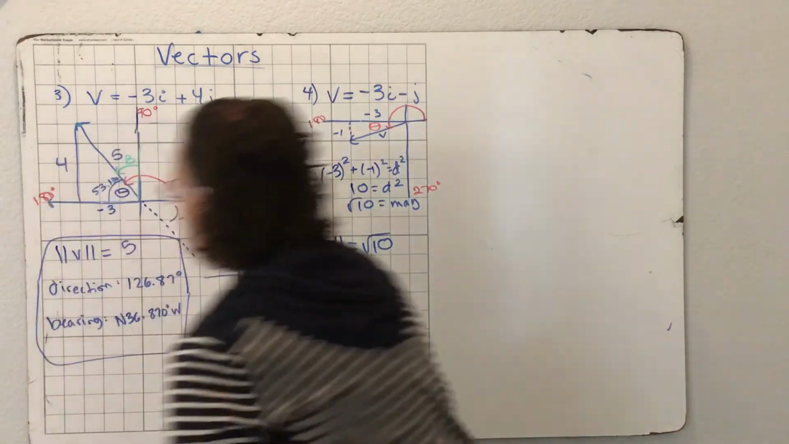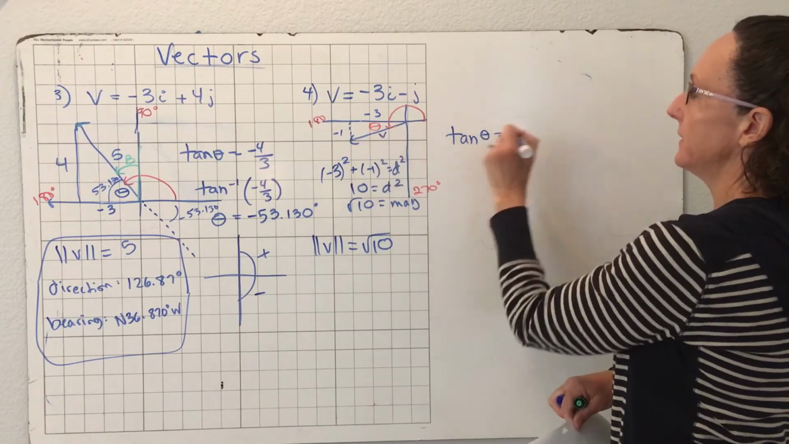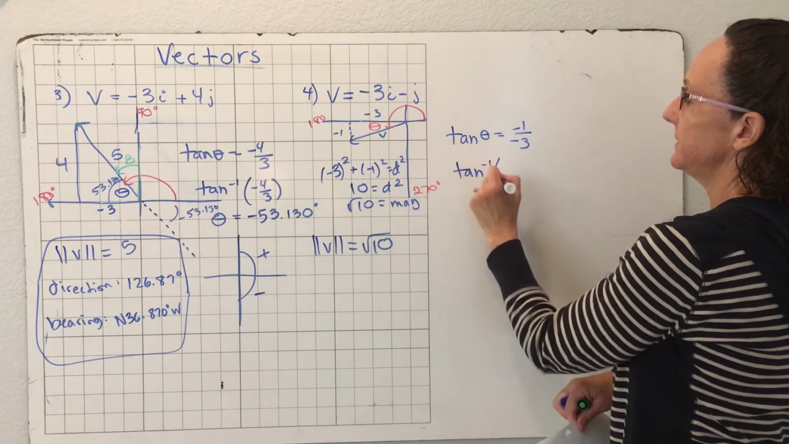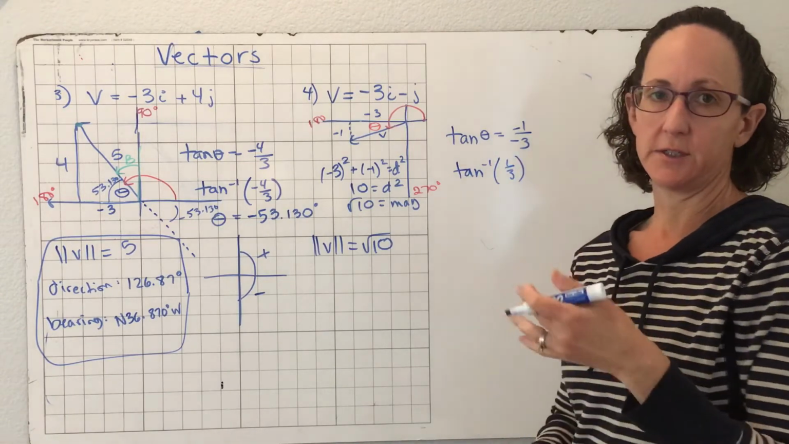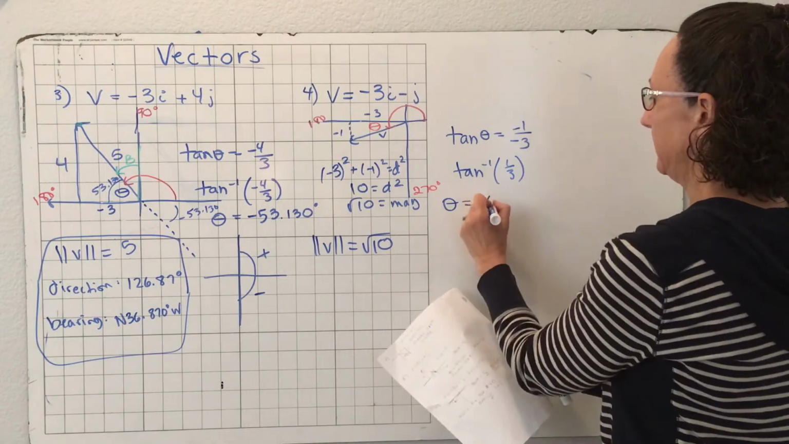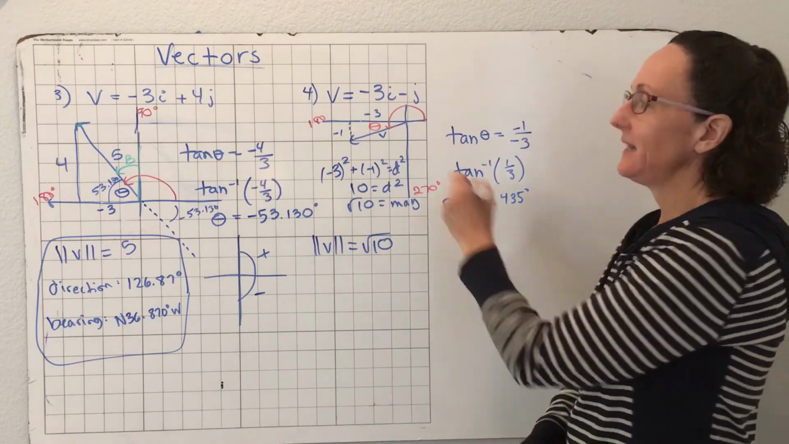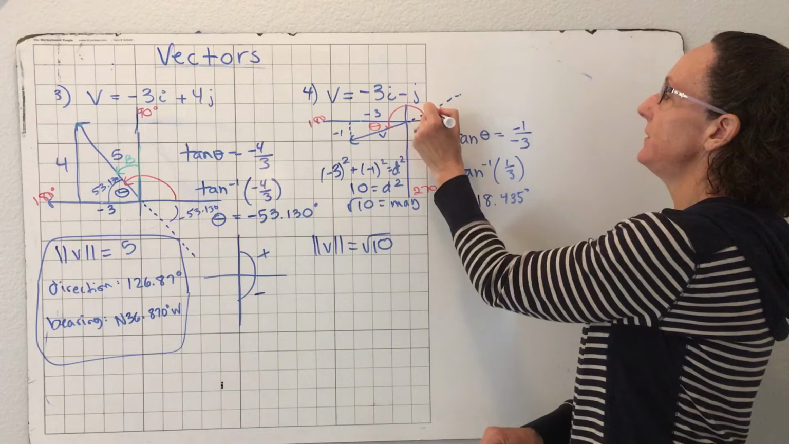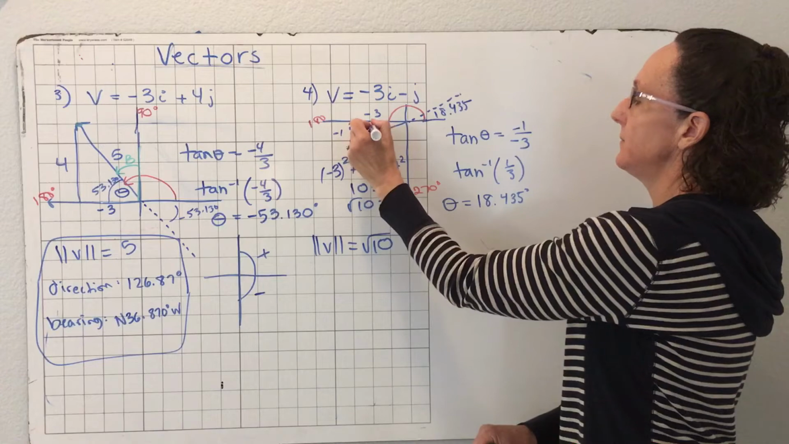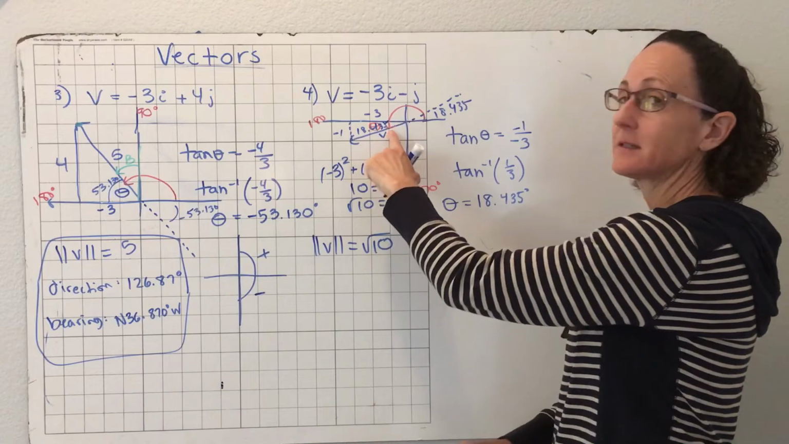So when you set up your tangent, you would say tangent of the angle equals negative 1 over negative 3. So in your calculator, you would type in tan inverse of a third. You can just ditch those negatives, obviously. And the calculator gives you 18.435. Okay, so obviously the direction is not 18. 18 is right here, okay? It's giving you that this is 18.435, which makes the direction 180 plus that, okay?